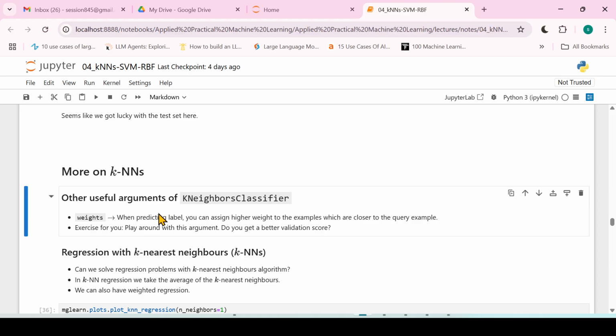Now there are other useful arguments we have with the k neighbor classifier, like the weight parameter. That means when predicting labels, we can assign higher weight to the example which is closer to the query point, right? And we can choose a different weight parameter. Again, you can check the documentation of the k neighbor classifier in scikit-learn.